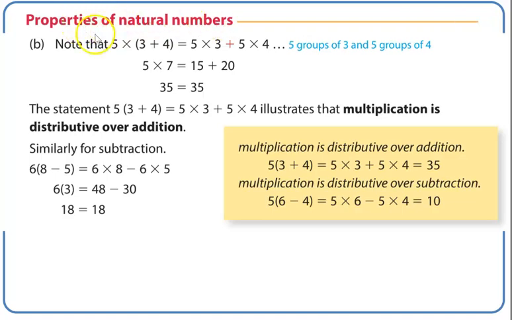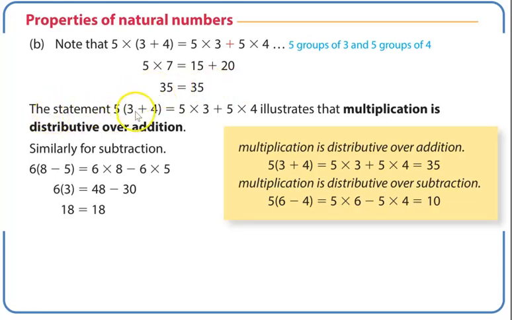Properties of natural numbers continued. So if we have 5 multiplied by (3 plus 4), just focusing on the left of the equal sign, 3 plus 4 is 7. So we would do what's inside the brackets first. That would be 5 multiplied by 7, and 5 times 7 is 35. Now we can rewrite 5 times (3 plus 4) as 5 times 3 plus 5 times 4. 5 times 3 is 15, 5 times 4 is 20, and 15 plus 20 is 35. So we see we get the same answer.